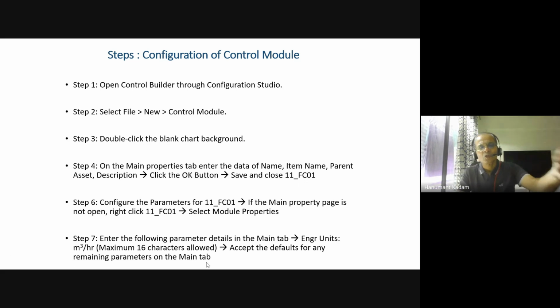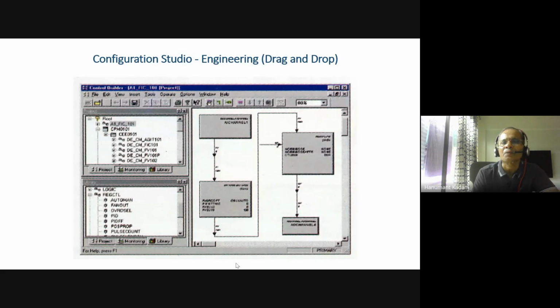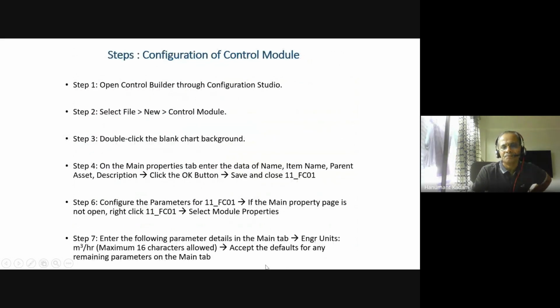So when you are creating a particular module, these are the steps. And as I told you, in Configuration Studio software, it is also mentioned here. Earlier I showed one screen here, Configuration Studio. Under this Configuration Studio you have to open Control Builder, and through this you can see the drop downs and drag and drop like this.